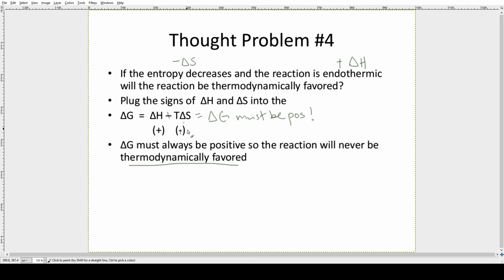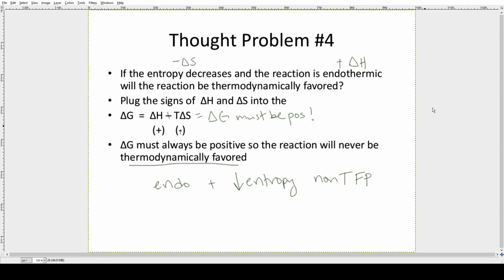So if you have one positive, one negative, where the positive one is enthalpy and the negative one is entropy, you know it will never be favored. So in other words, endothermic plus a decrease in entropy is non-thermodynamically favored.